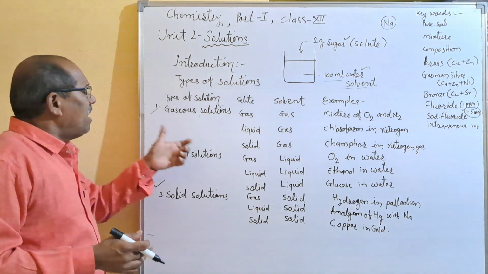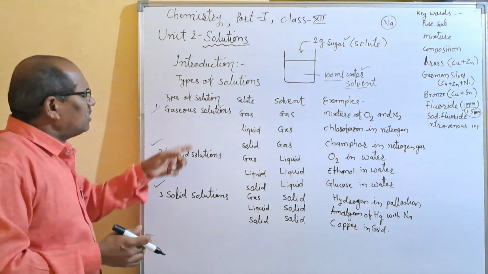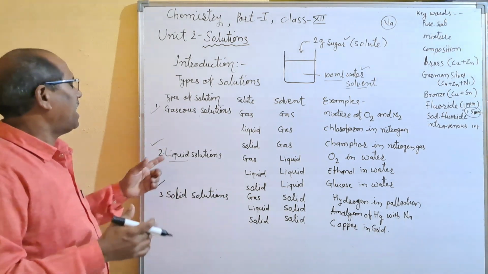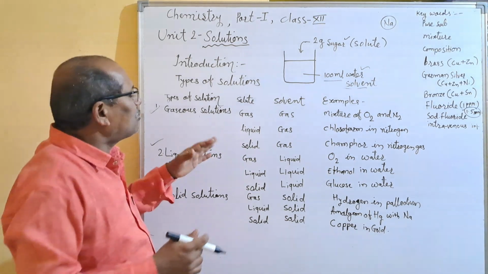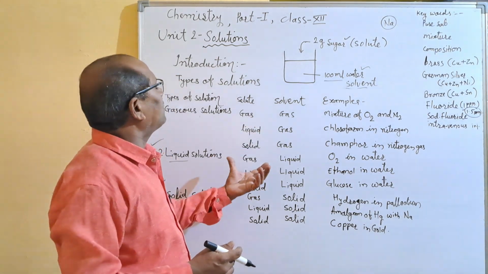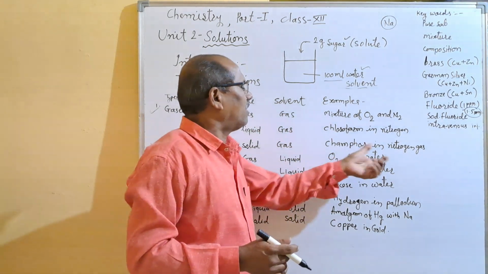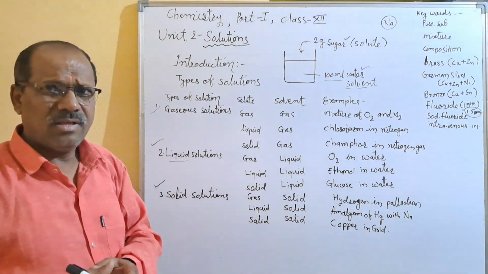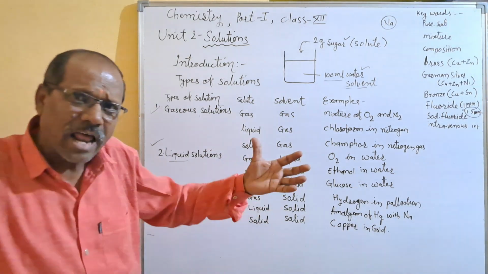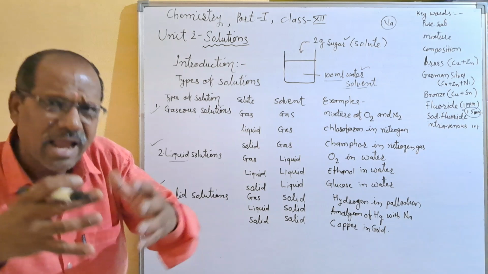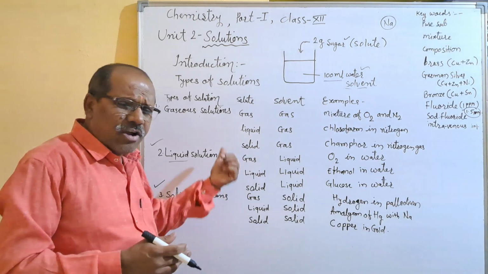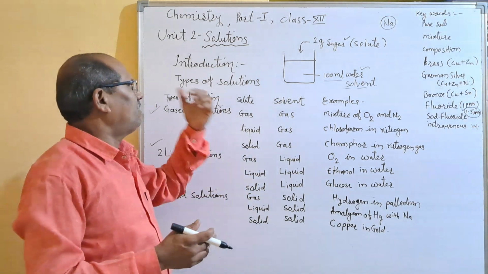Then see the liquid solutions. In liquid solutions, the liquid is in a larger quantity and will act as the solvent. The subtypes are, first, gas in liquid. An example is oxygen in water. Whenever oxygen is dissolved into water, that type of solution is called a liquid solution. Why is it so? Because water is in a larger quantity. The physical state of water is liquid, hence it is a liquid solution. And the gas is in a smaller quantity, so it acts here as the solute.